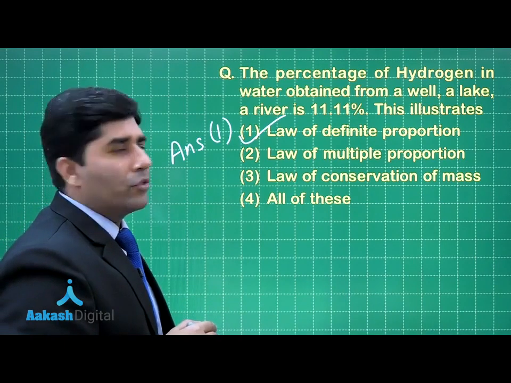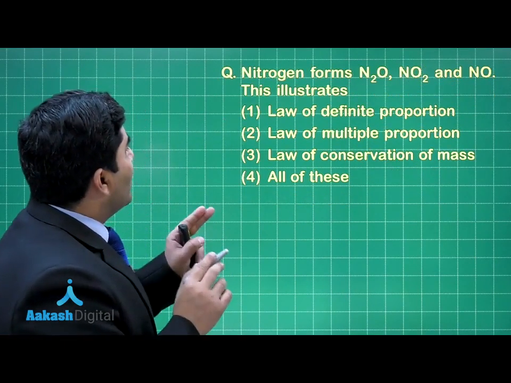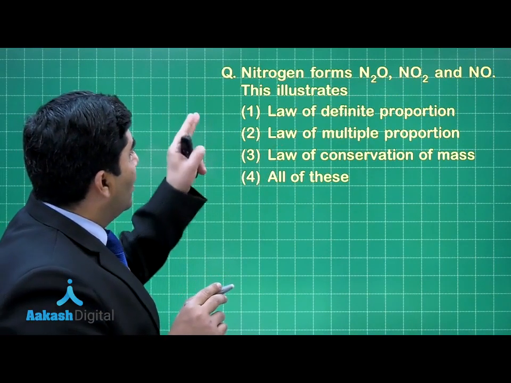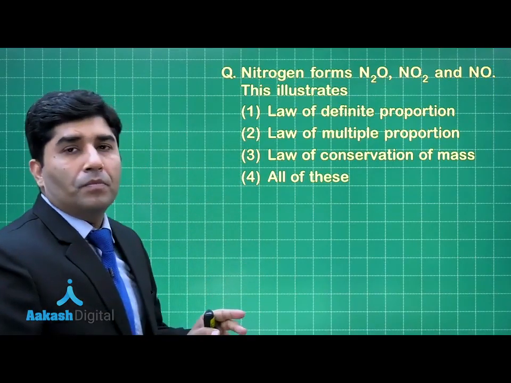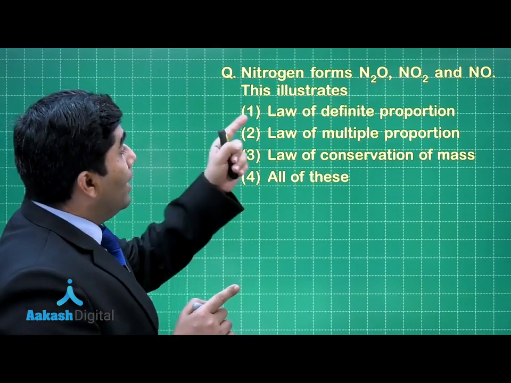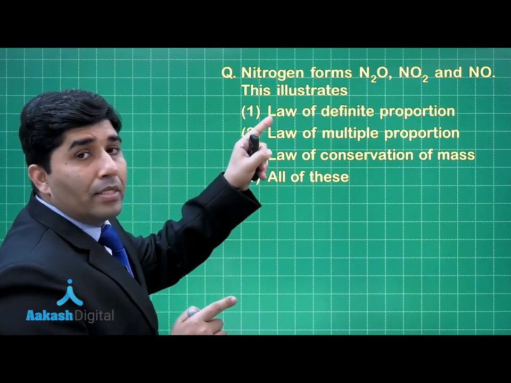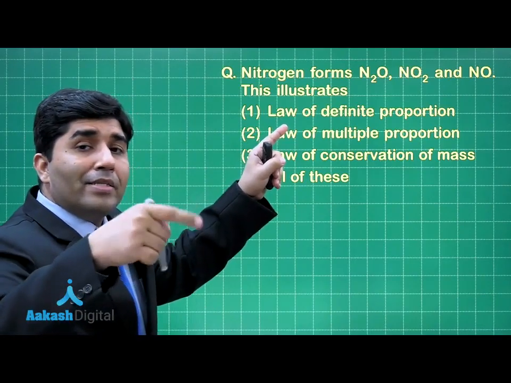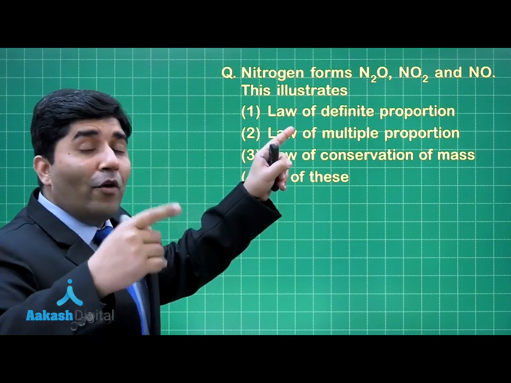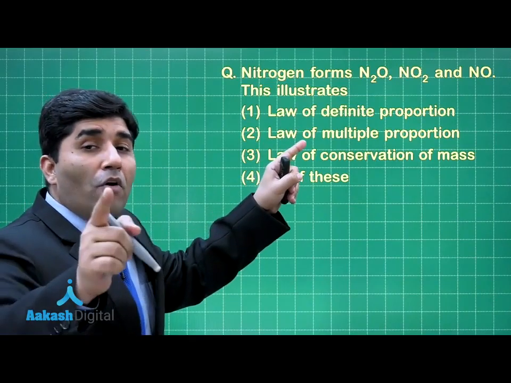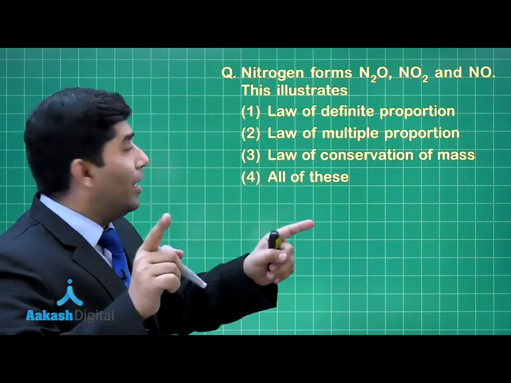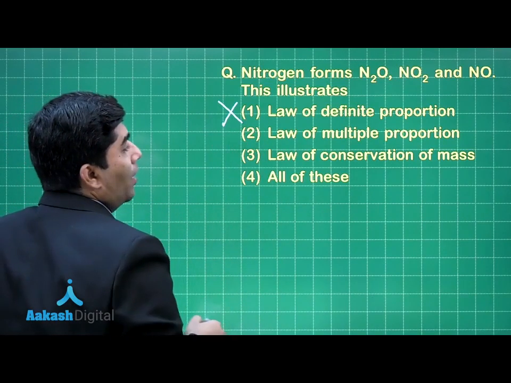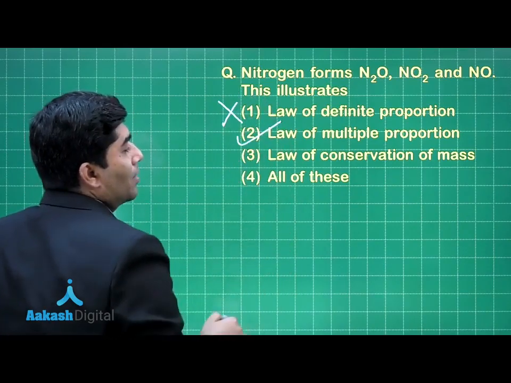Let's solve another question. In this question, it is asking: nitrogen forms N2O, NO2 and NO. This illustrates, again there are two elements, nitrogen and oxygen, and they are forming various compounds. Which law is illustrated here? Law of multiple proportion. Therefore law of definite proportion, this is not our answer, this is our answer.